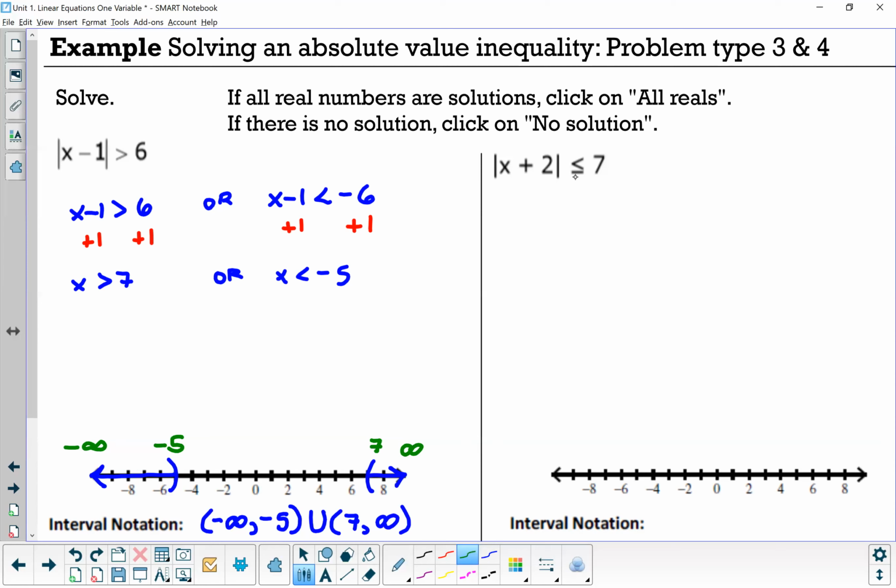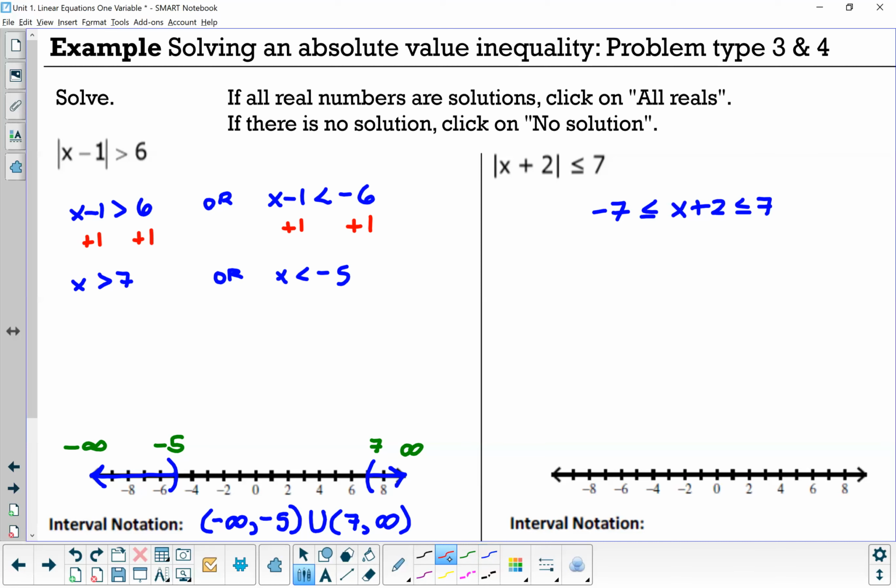Okay, let's pause the video, go ahead and try this one on the right. All right, so we have the absolute value of x plus 2 is less than or equal to 7. Remember what that means as a compound inequality. It is x plus 2 is less than or equal to 7, and greater than or equal to -7.